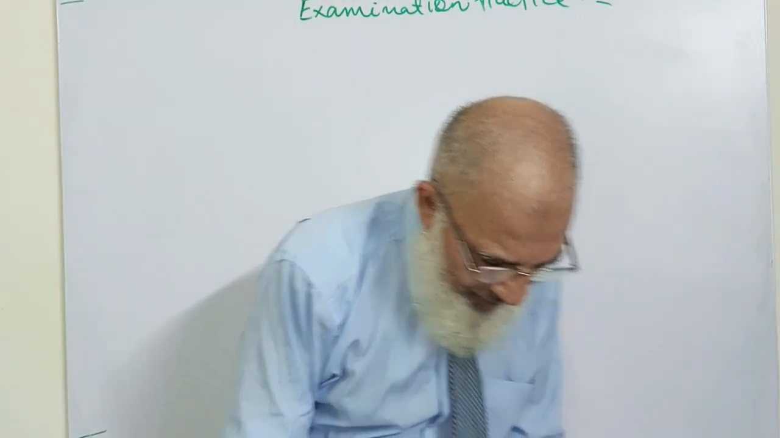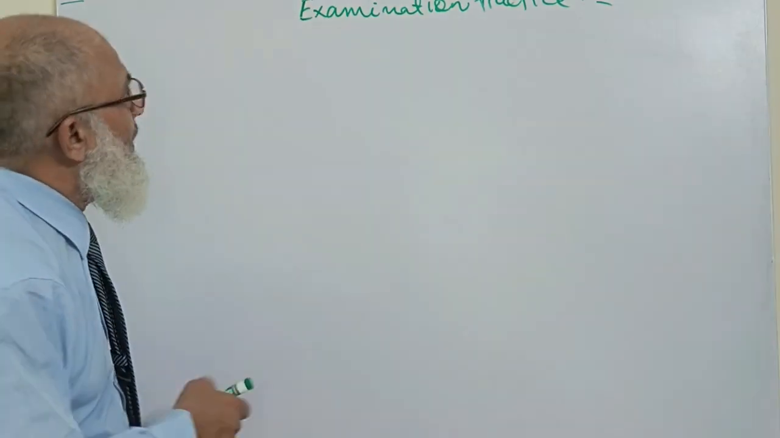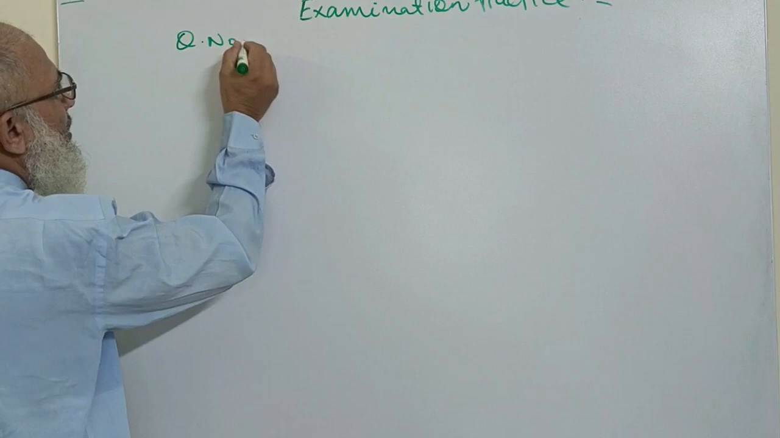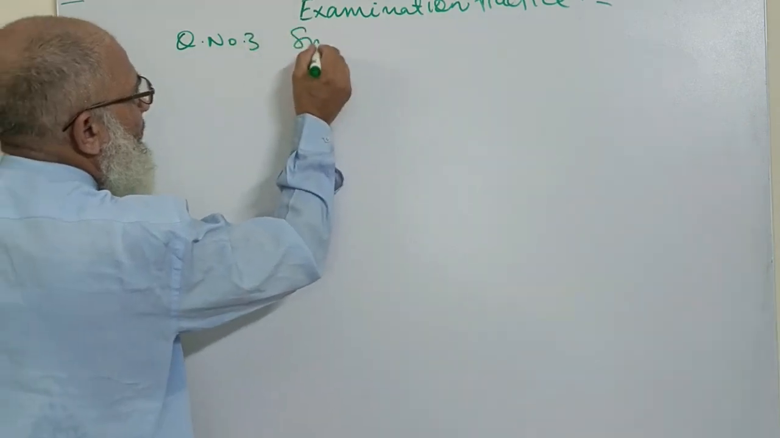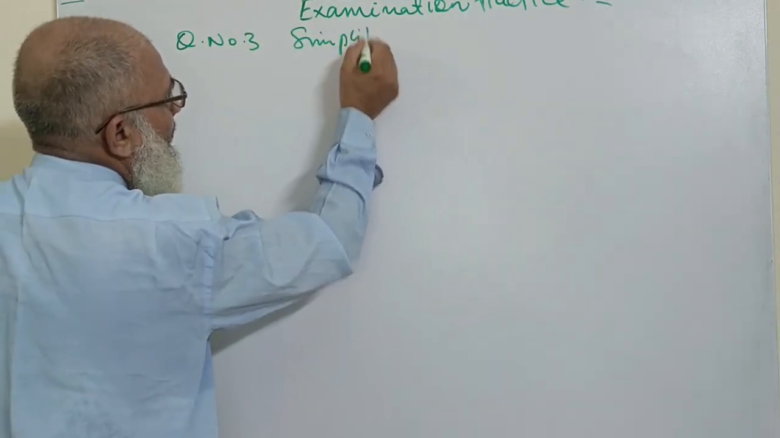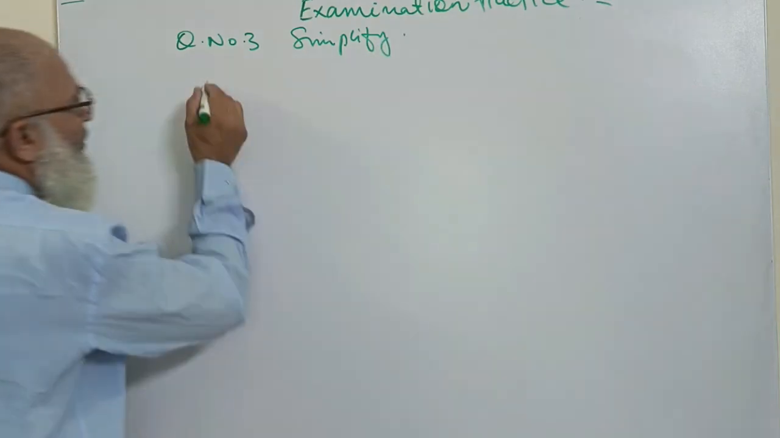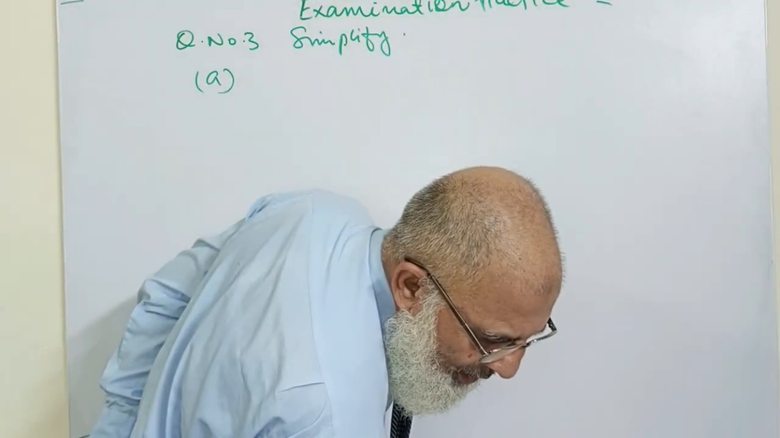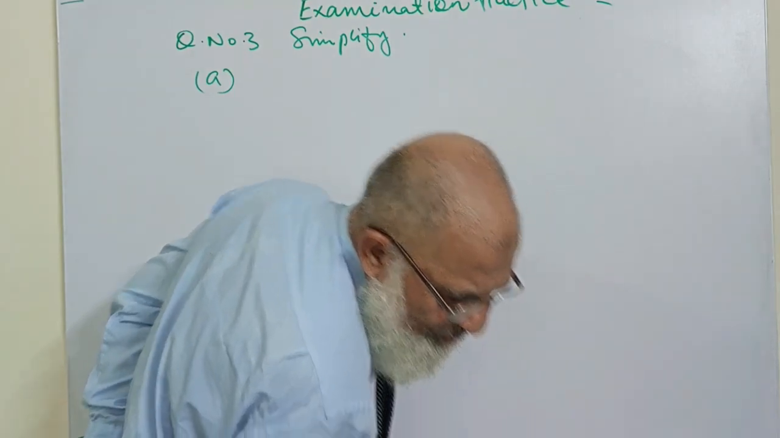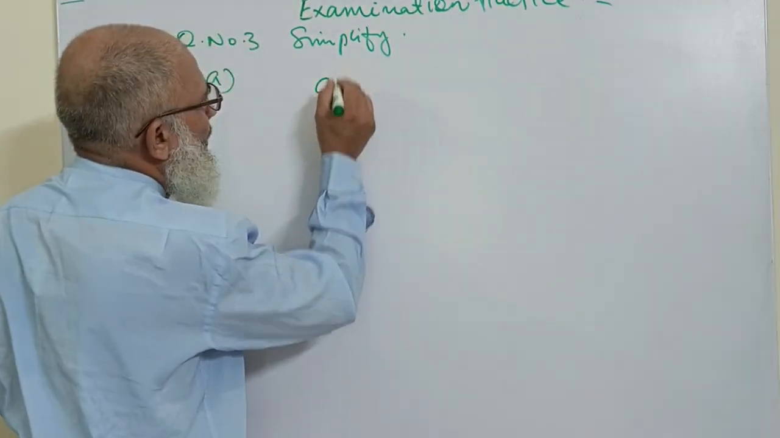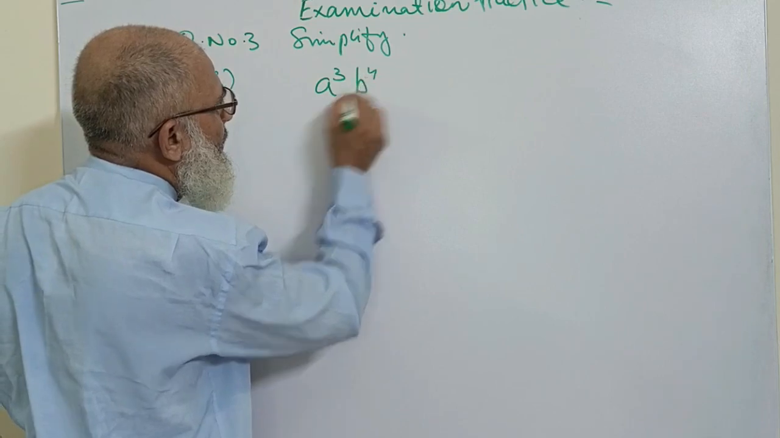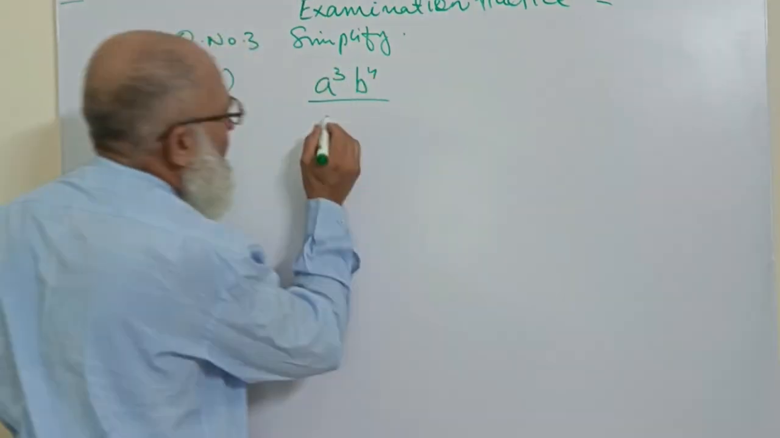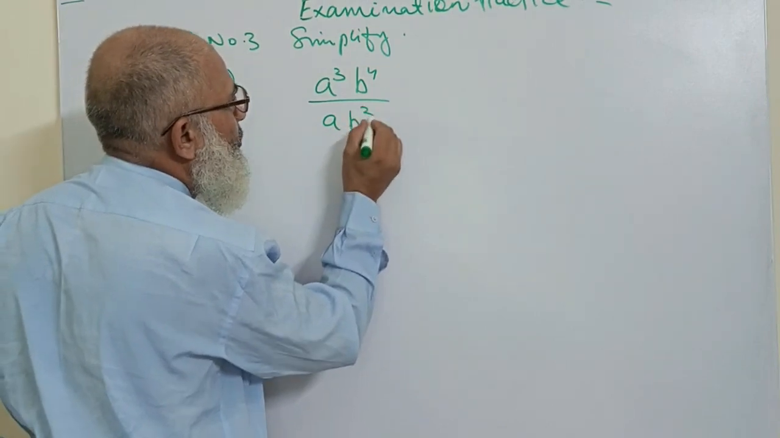Question number 3, simplify again. Part a: a cubed b to the power 4, divided by a b cubed.